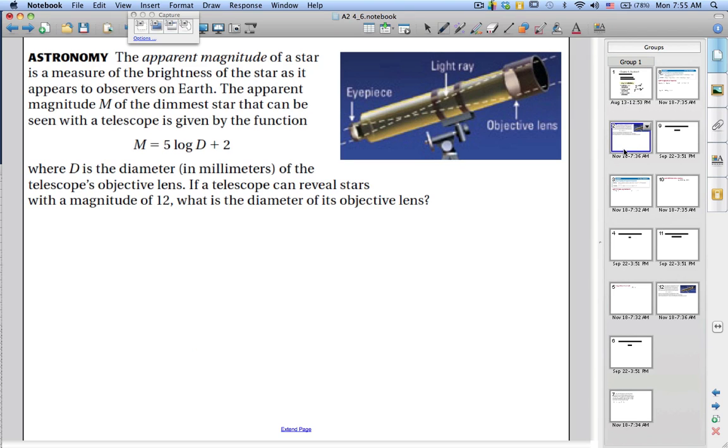So an example of a logarithmic equation that we might use for some sort of real-world application: the apparent magnitude of a star can be measured with this equation. When they supply me the magnitude of the star, then I can find the diameter of the telescope that was necessary in order to create that magnitude. So we'll work on that in a little bit, but let's go through how we solve logarithmic and exponential functions.